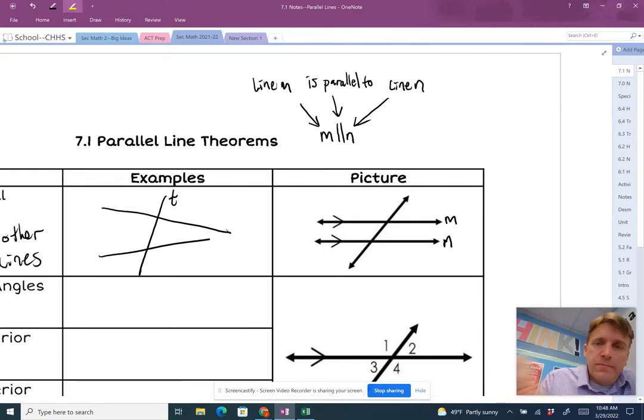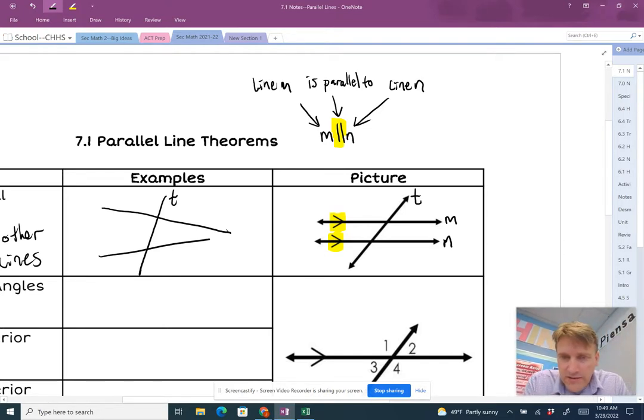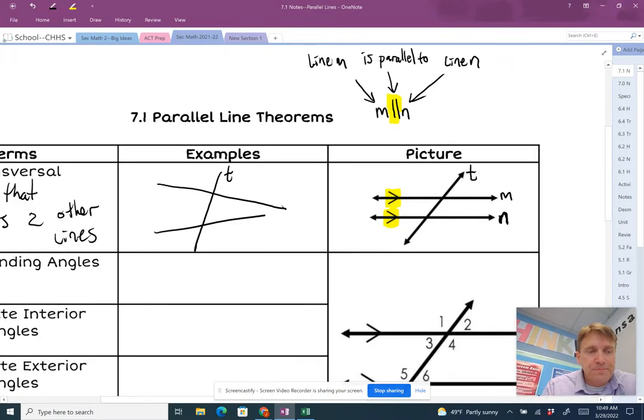And that's the symbol that means is parallel, but in the picture form, these two little arrows in the middle of a line mean that those two lines are parallel. And so we might say that they are crossed by this other line, and we call it T. You could call it whatever, but I like to call it T because it is a transversal. So line M and line N are parallel, and they are crossed by the transversal T.